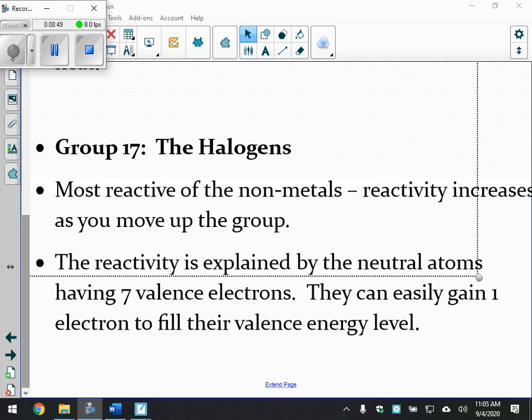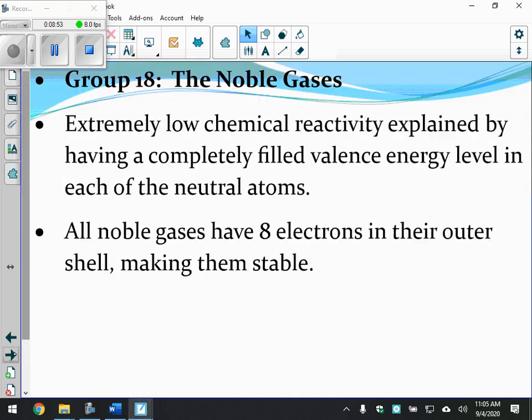Yeah, they can easily gain 1 electron to fill their energy level, okay? And then the last one here we have is group 18, which are, of course, the noble gases, right? Noble gases have extremely low reactivity because they have a completely filled valence energy level in each of the neutral atoms. And we say that all noble gases have 8 electrons in their outside energy level, or shell, making them stable.